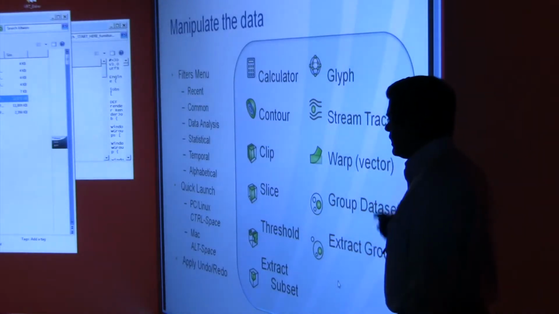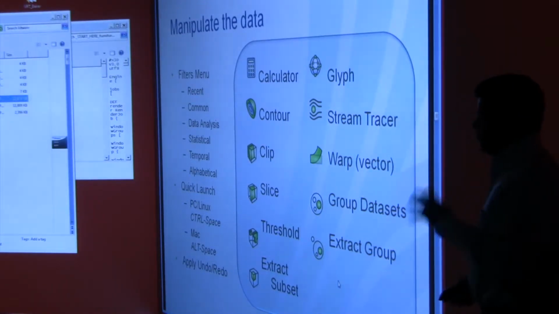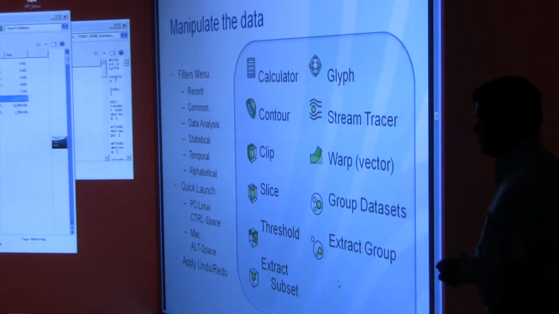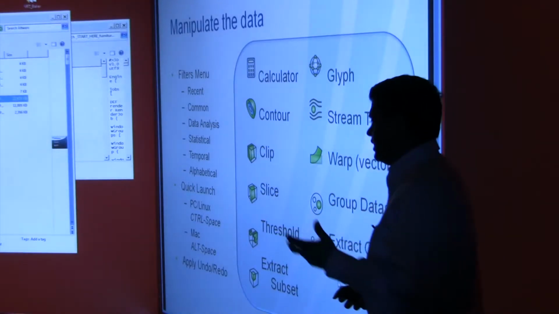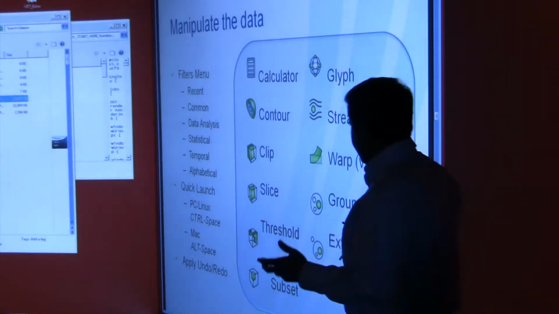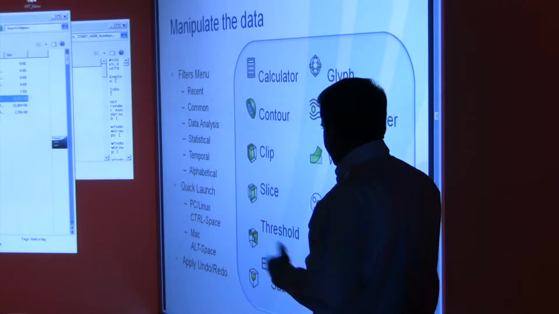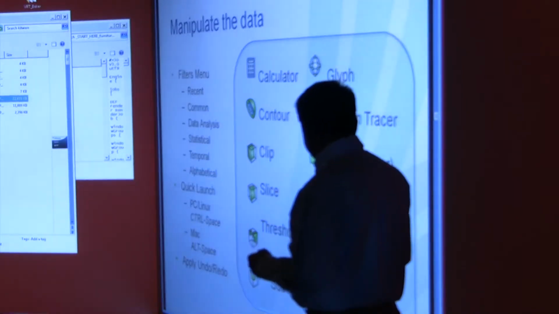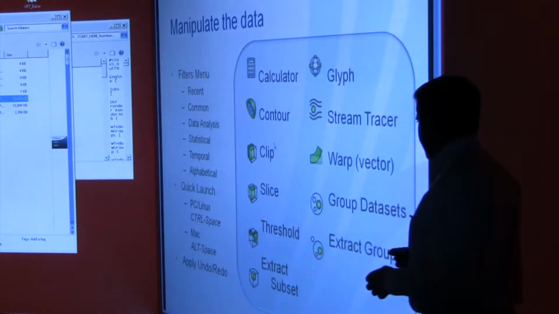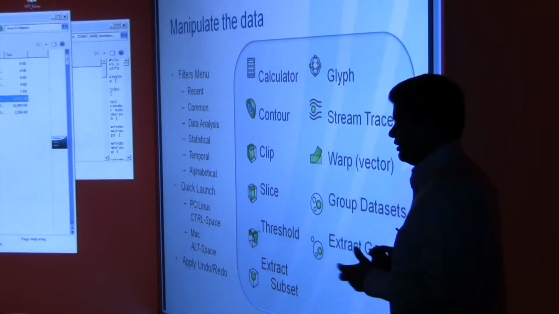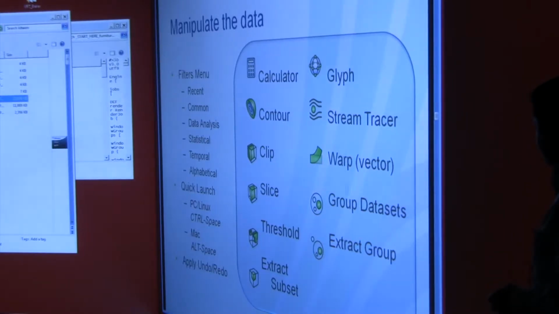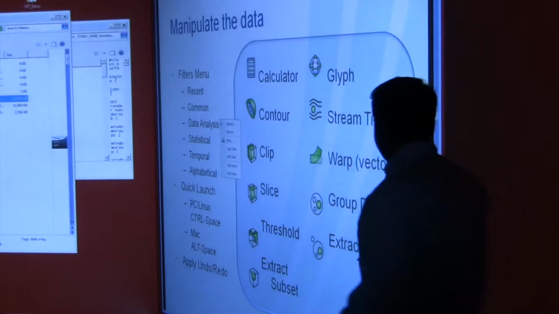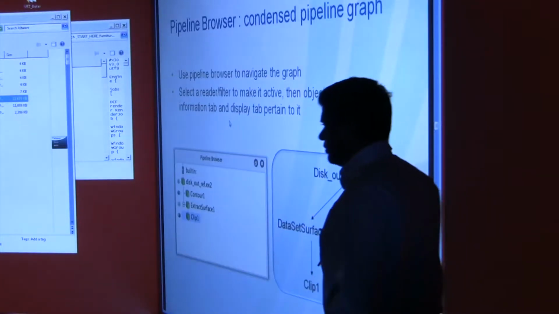Different kinds of filters. ParaView has a whole bunch of filters that are accessible right away, but you can add new filters as and when you need. Some of the basic filters we use are contour, clip, slice, threshold, and actually for the VR demo, we are going to demonstrate doing the slicing in the VR environment. The stream tracer is also going to be shown. And then you can do extract group datasets, warp, and glyphs. So again, a bunch of filters for your use.